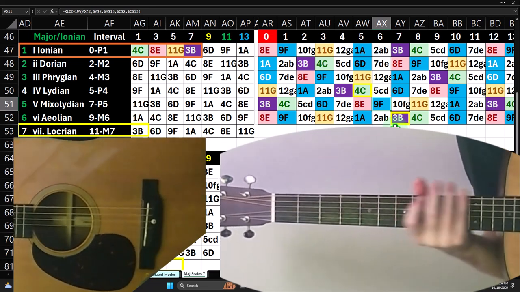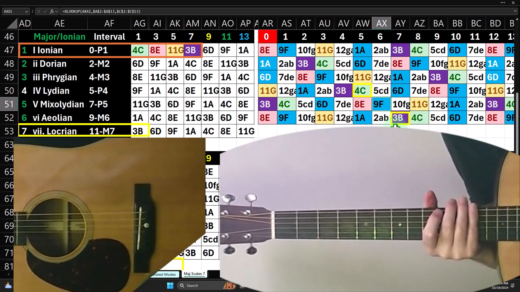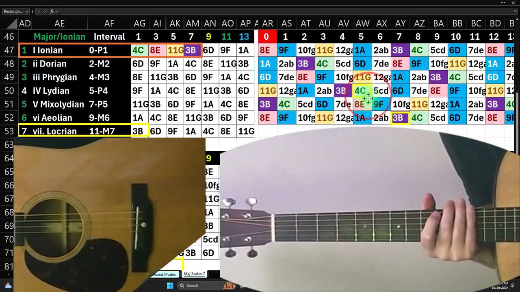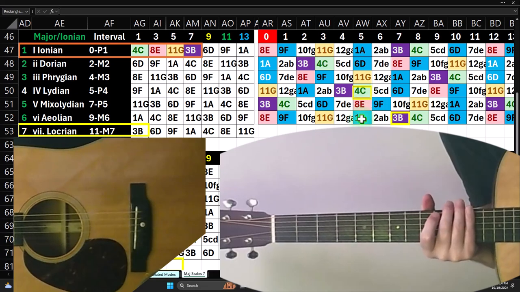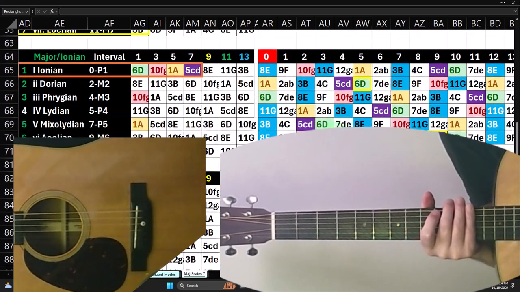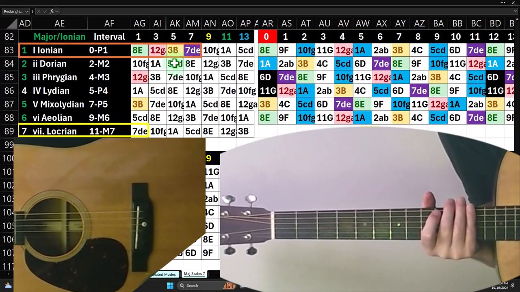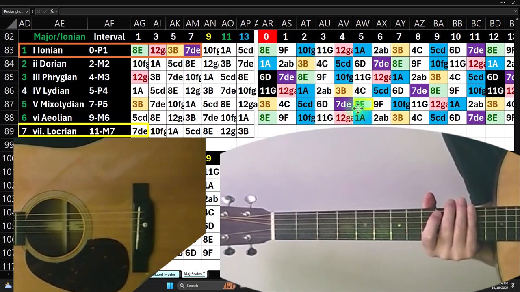Cool. Let's do the next one down. Oh, let's do an E. So that E right there, where's an E major? So now I'm in E major, looking at this E.